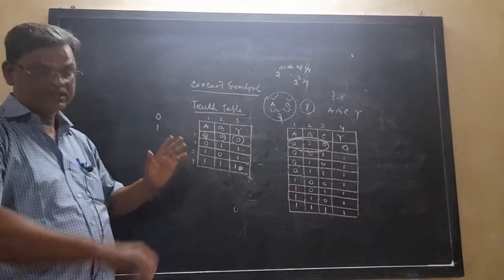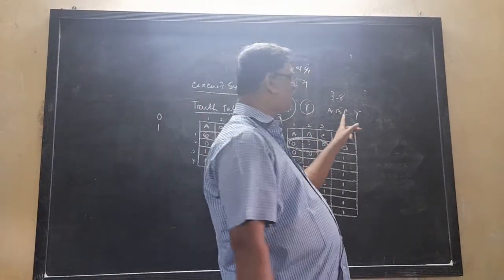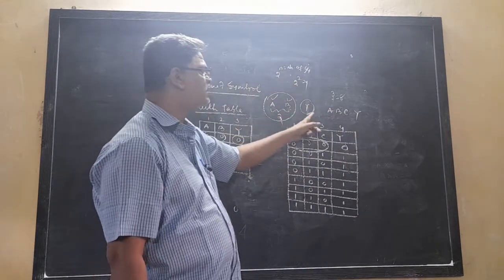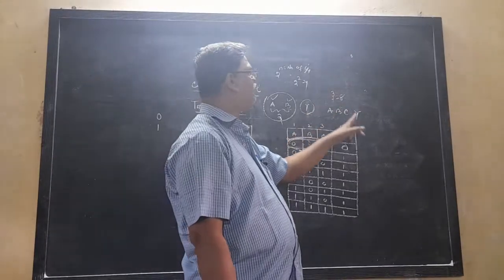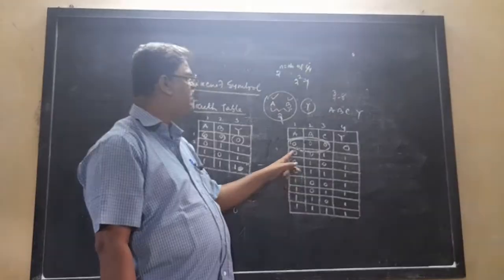So the total number of rows is 4 plus 1, that is 5 rows. Similarly, if three inputs are there, the number of rows is 2 to the power 3, that is equal to 8, and 1 is the heading, so the total is 1, 2, 3, 4, 5, 6, 7, 8, 9.